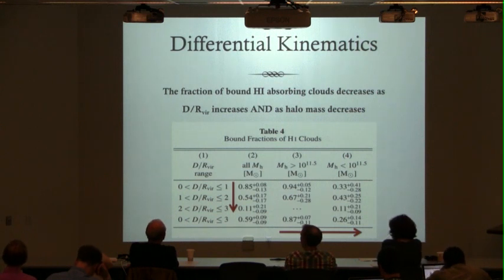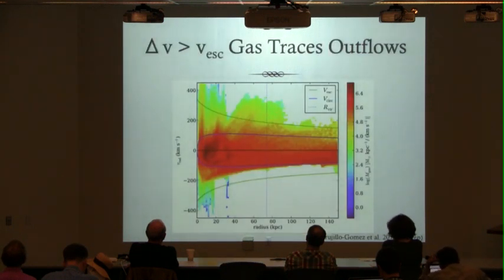And we find that the fraction of unbound HI absorbing clouds decreases as you get further away from the galaxy, which is to be expected. We also, of course, find that as halo mass decreases, at all radii, the number of clouds that might be able to escape the galaxy increases. And so we want to try to figure out what this could mean in the context of inflow and outflow gas, and what implications this might have for galaxy evolution.